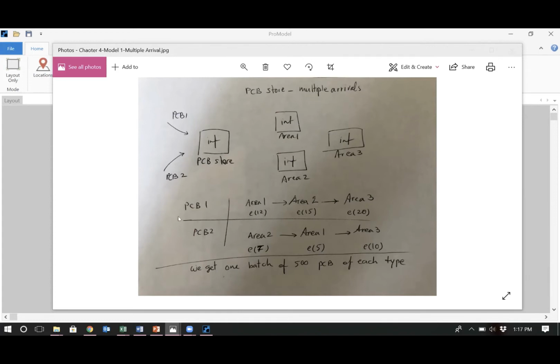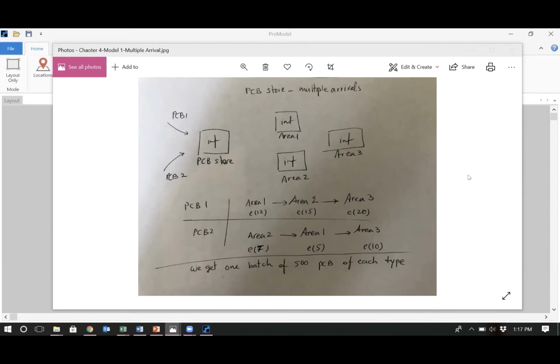So there are 2 entities, and I know the process that they go through in these locations. One more piece of information that I have is that we get 1 batch of 500 PCBs of each type. So I get one batch of 500 PCB1, and I get 1 batch of 500 PCB2 at the start of the simulation, and then that's it. So that's all I know about the arrival process.